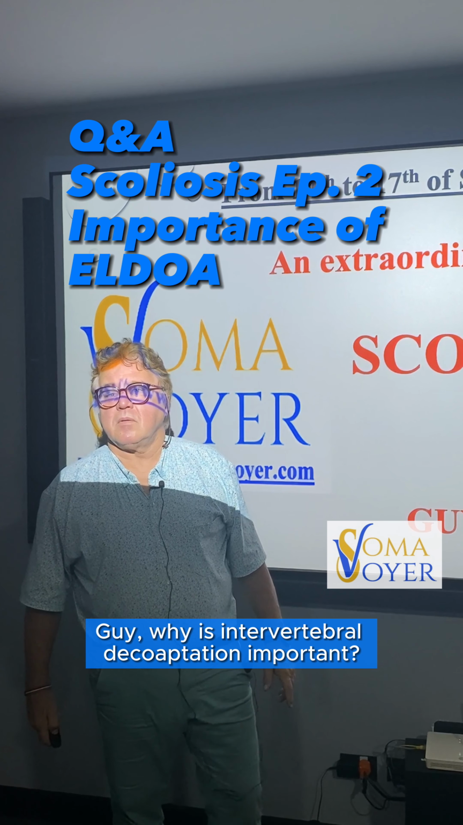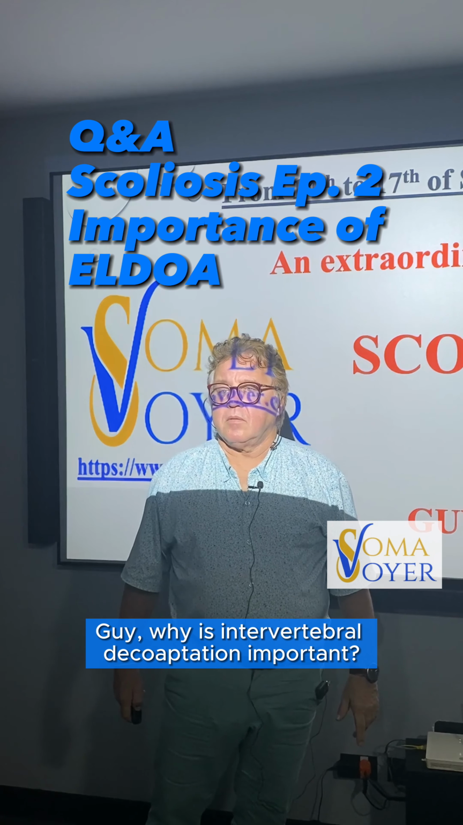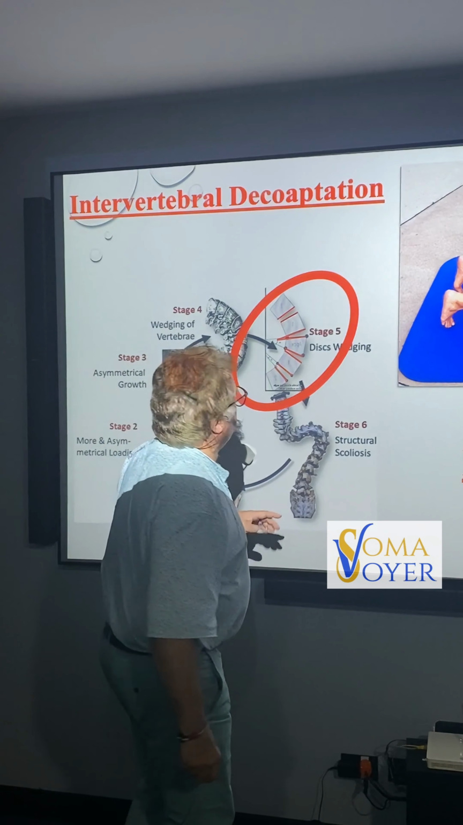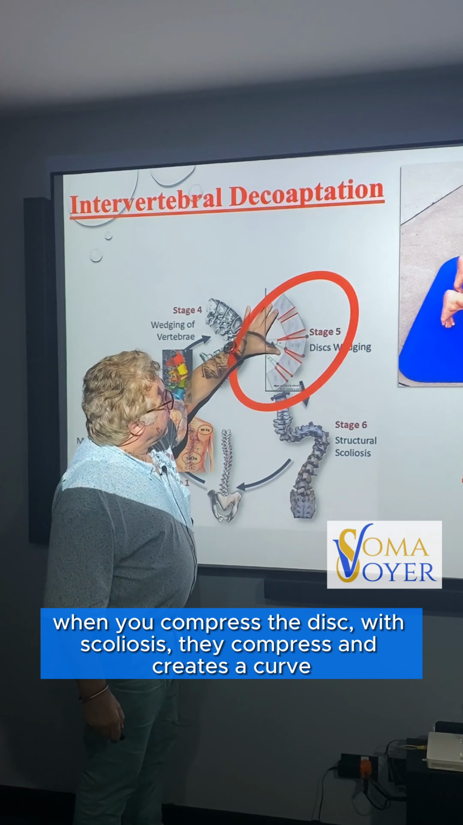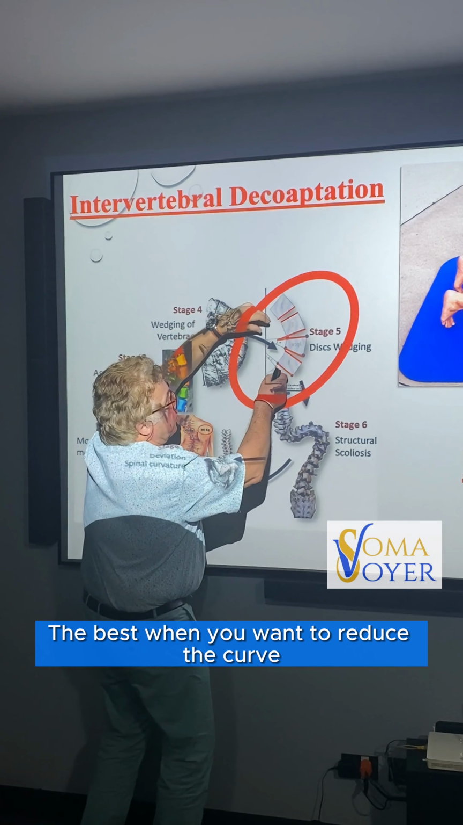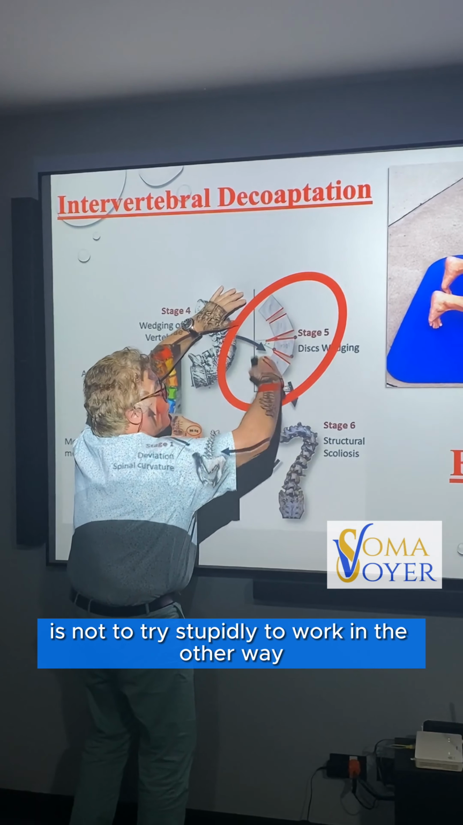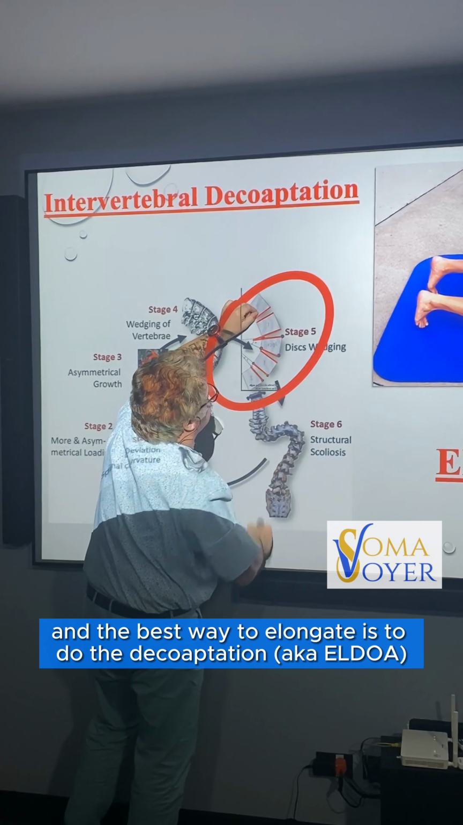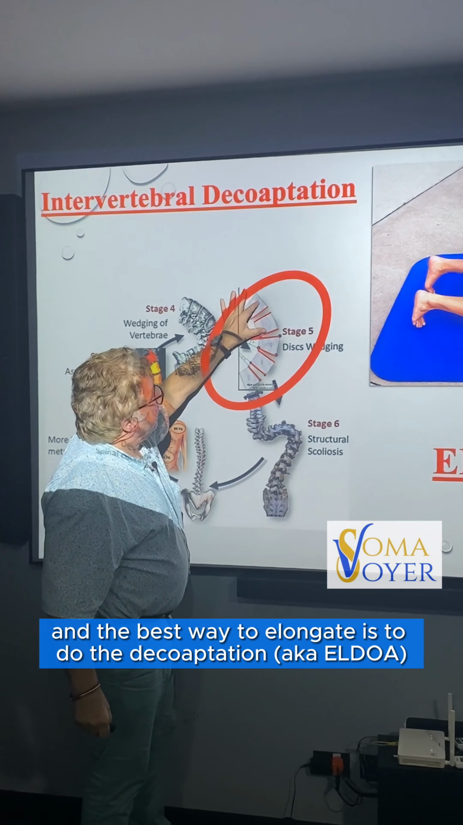Guy, why is intervertebral decoaptation important? It's important because, according to what you said before, when you compress the disc with scoliosis, they compress and create a curve. The best way, when you want to reduce the curve, is not to try stupidly to work the other way, but to try to elongate. And the best way to elongate is to do the decoaptation.